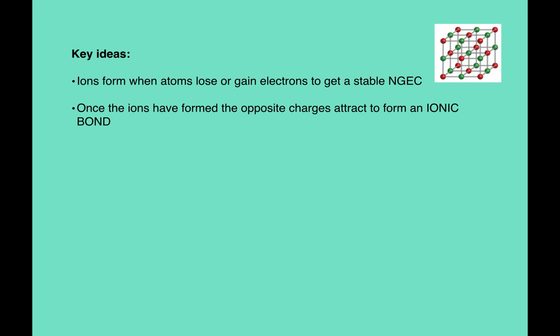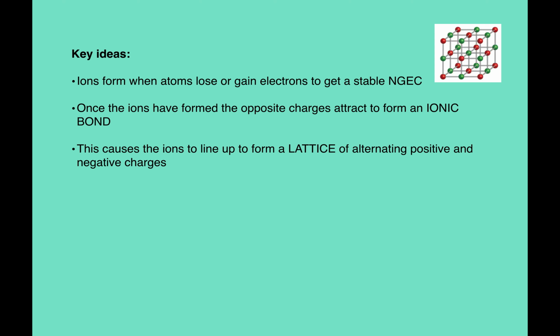Once the ions are formed, then they attract each other and an ionic bond is created between the ions. It's the electrostatic force of attraction between the oppositely charged ions. The ions all get together and they form a three-dimensional regular structure, which is called a crystal lattice of alternating positive and negative charges. And ionic bonds form between metal ions and non-metal ions.